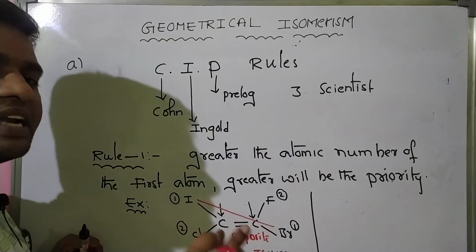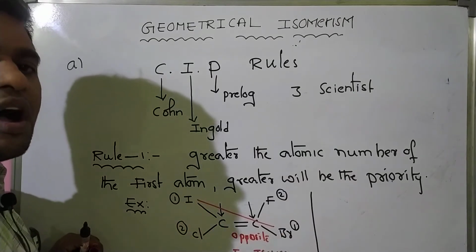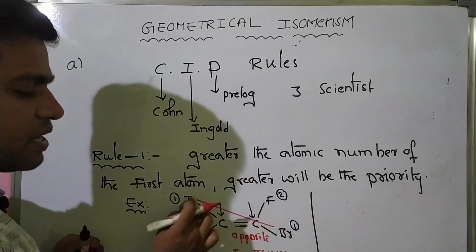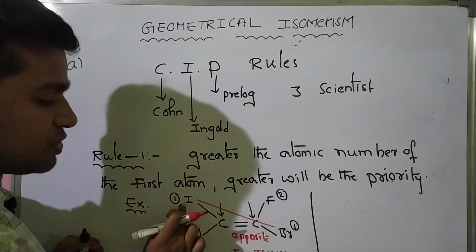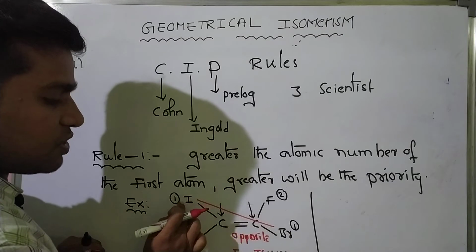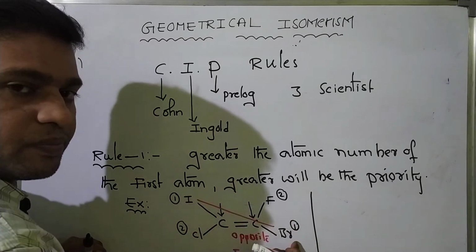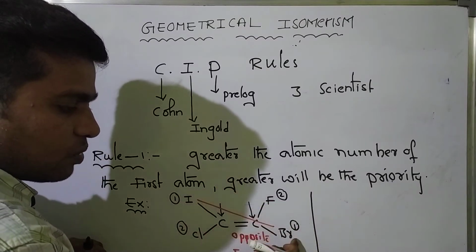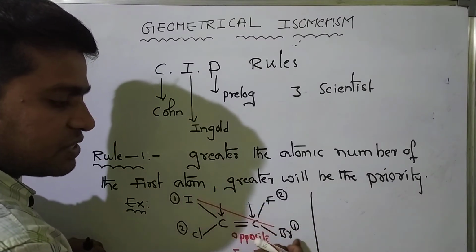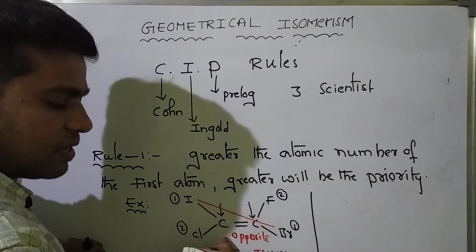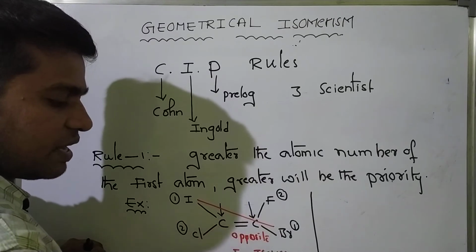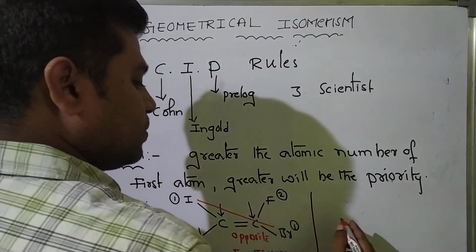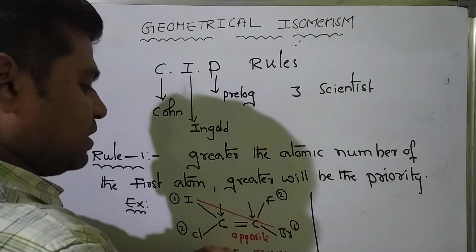E means entgegen. Entgegen means opposite side. The equal priority means first priority groups, not equal priority. Please correction: if first priority groups are on opposite sides with respect to the carbon-carbon double bond, that isomer is called E isomer. Understanding? Now, the next one.